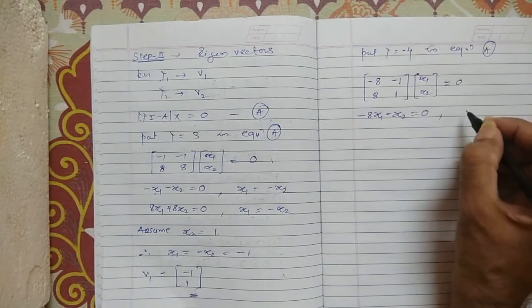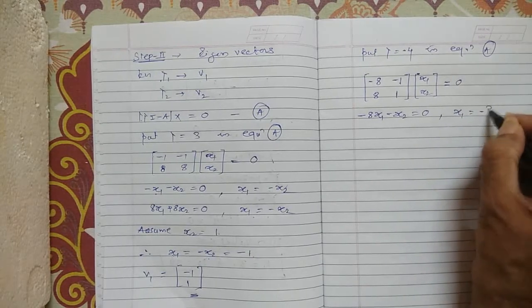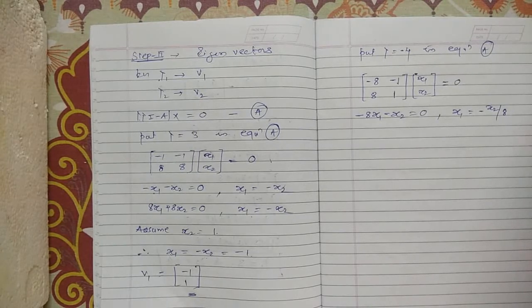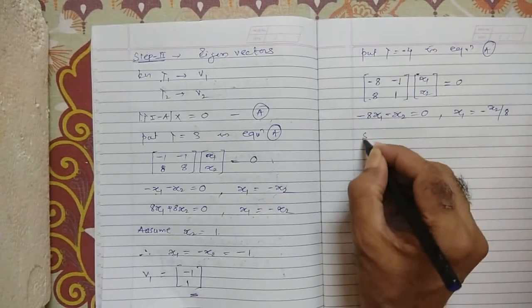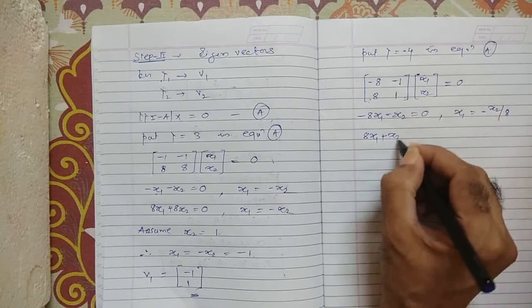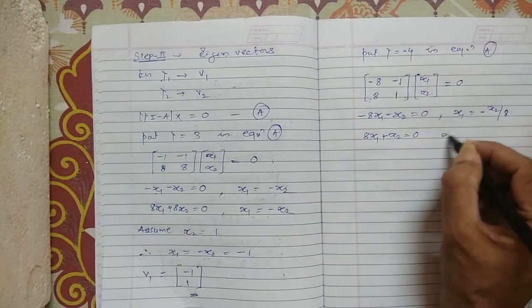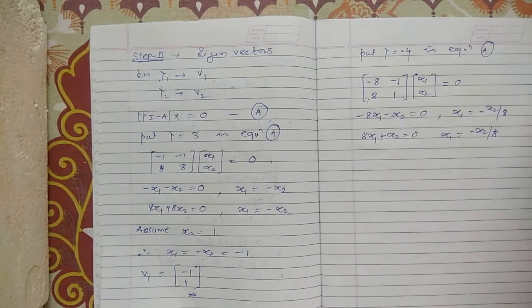So here we get x1 equals minus x2 divided by 8. Similarly here it is 8x1 plus x2 equals 0. So here also x1 equals minus x2 divided by 8.